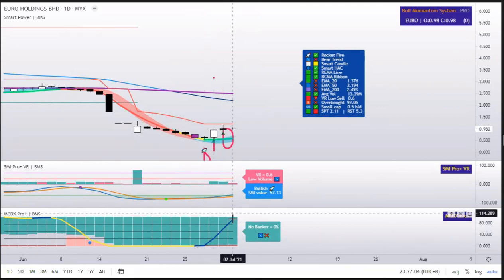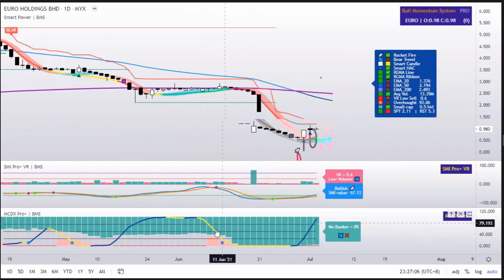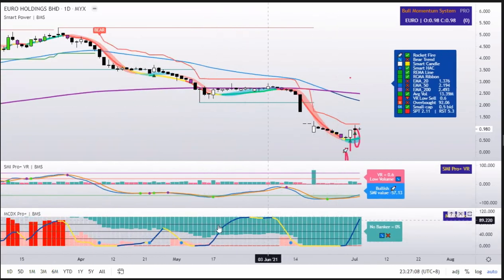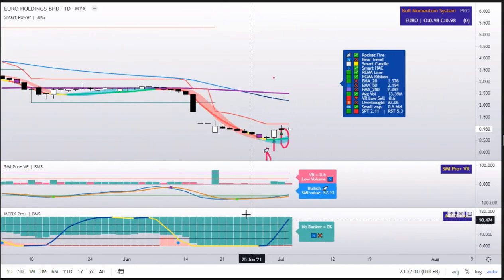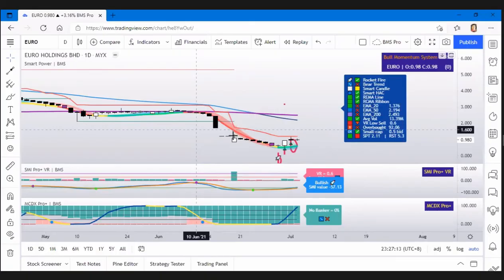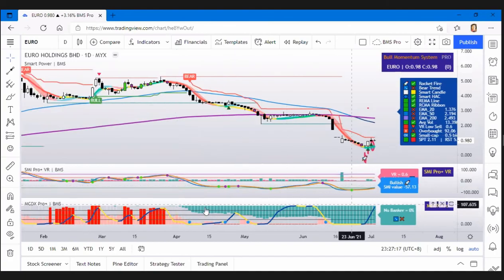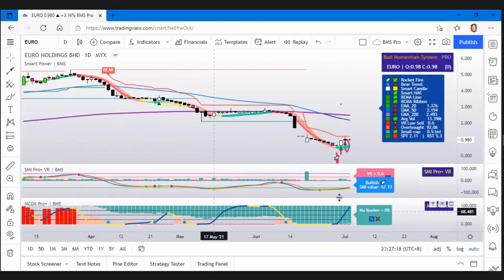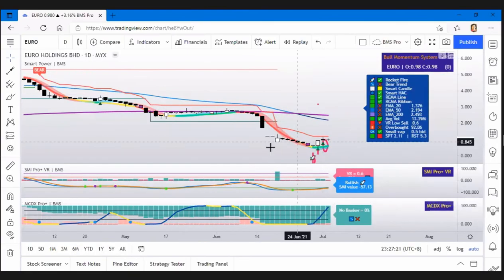All right, see the blue line. That's the purpose of this blue and yellow line here, to help us trade even if there's no banker. All right, that's how you use this MCDX. It's a very different MCDX. You won't find this outside. Only my MCDX has this line. P4 line, I call it.